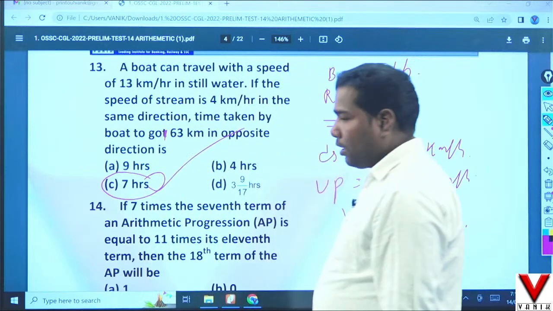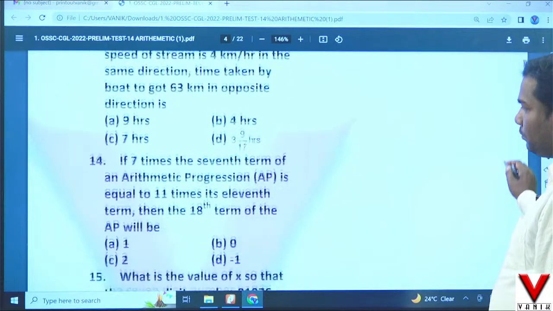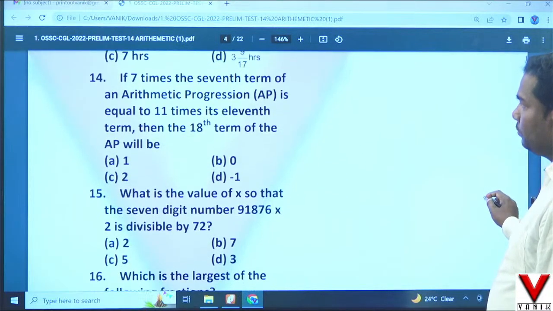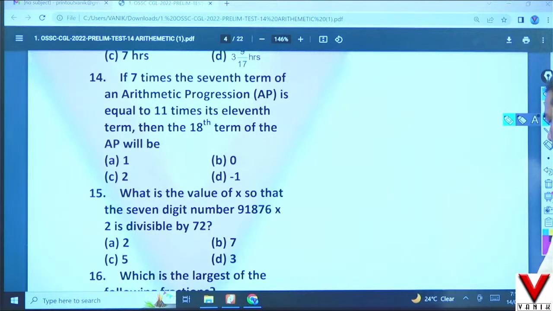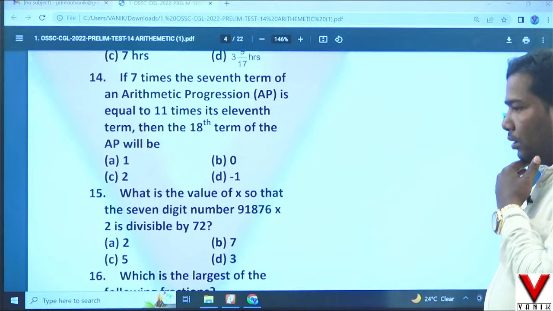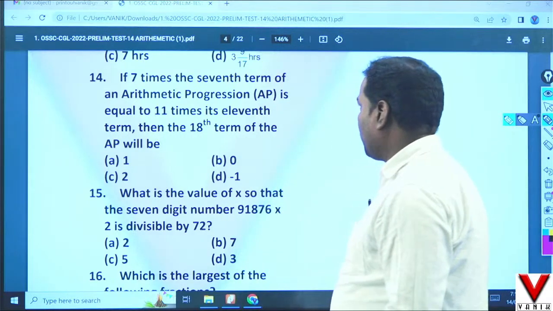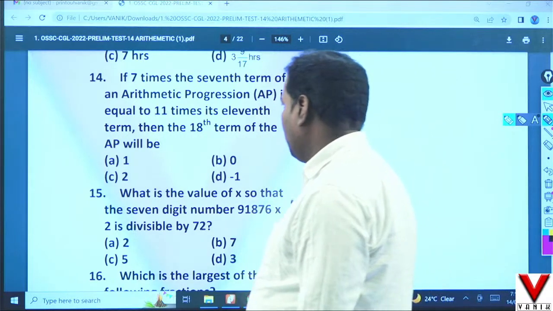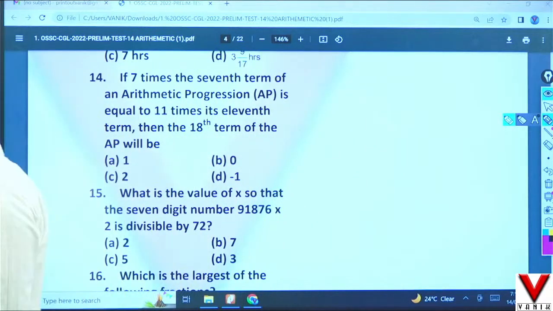Okay. Come to the next number, question number 14. If 7 times the 7th term of an arithmetic progression AP is equal to 11 times its 11th term, then the 18th term of the AP will be what?